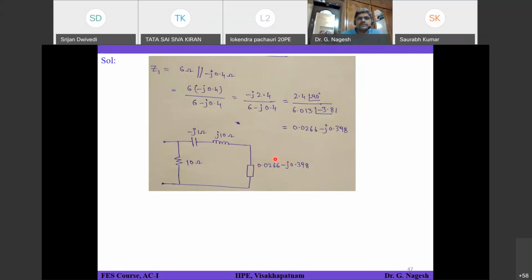Then again you have to do Z1 Z2 by Z1 plus Z2. So try to solve that. Try to find the Z equivalent. If anyone has doubt, please ask.